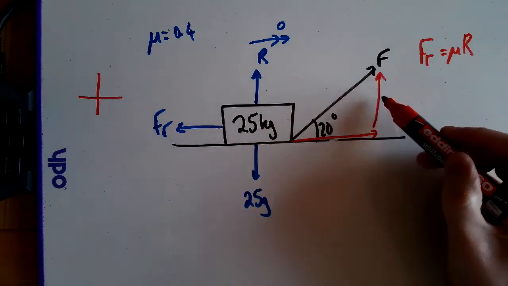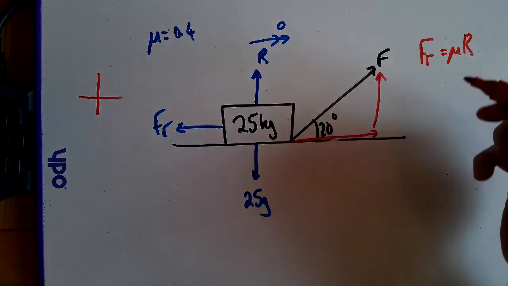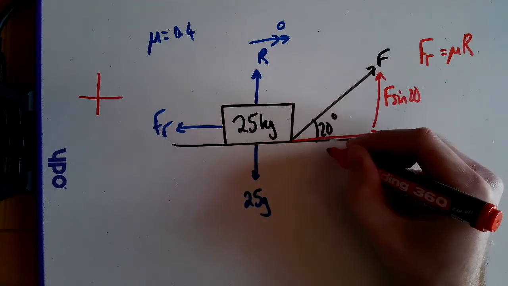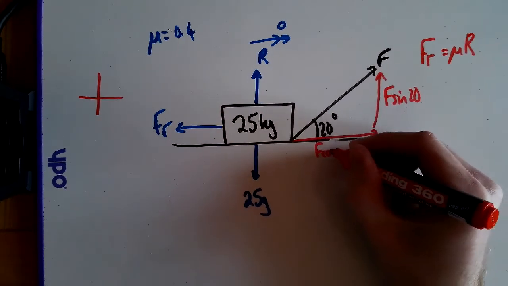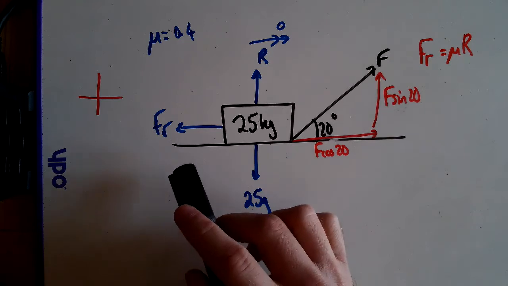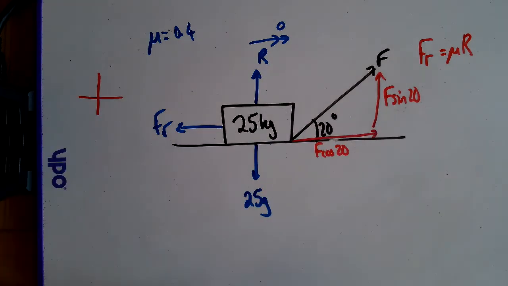Well, this vertical bit is opposite the angle, so that means we use sine, so F sine 20, and this one here is adjacent to the angle, so it's F cos 20. Then the only thing we want to do now is just use F equals ma in both those directions. So I use F equals ma vertically.